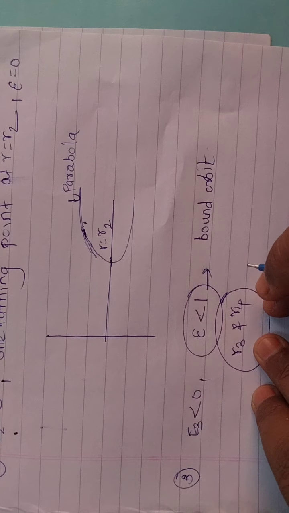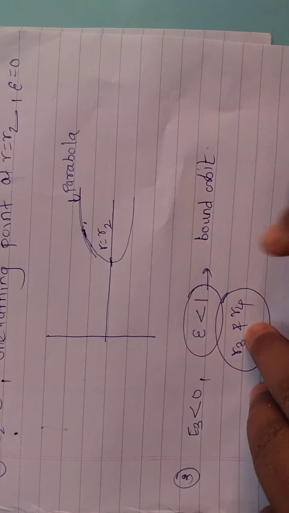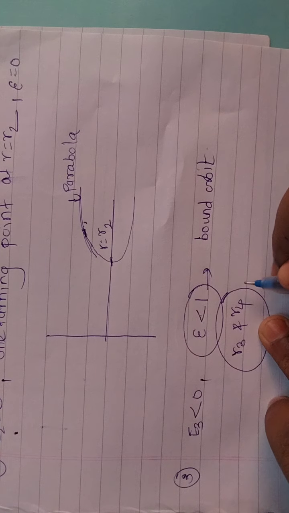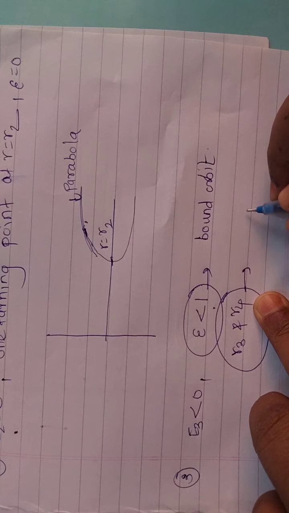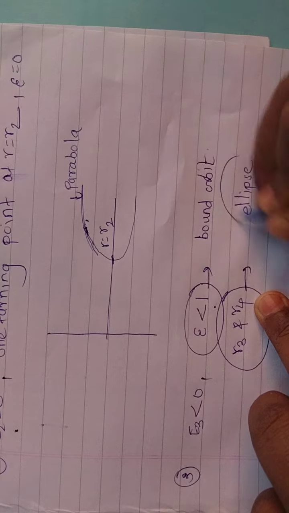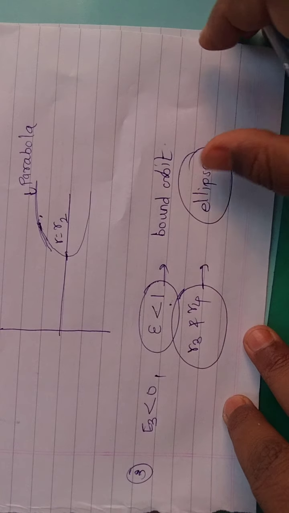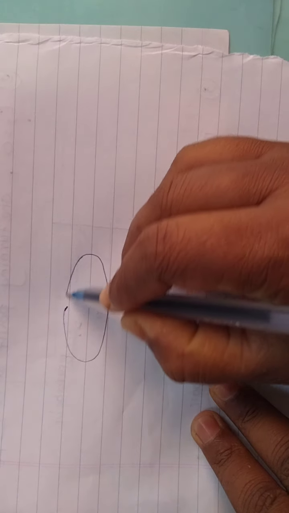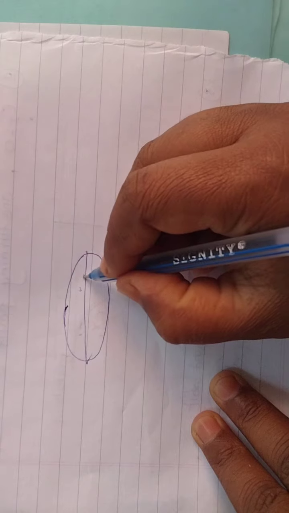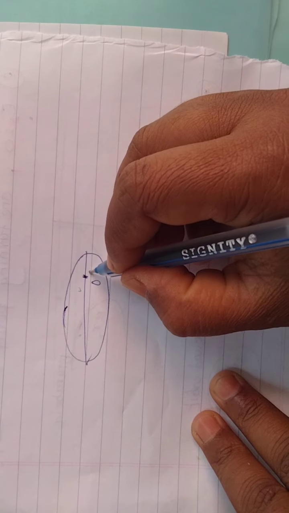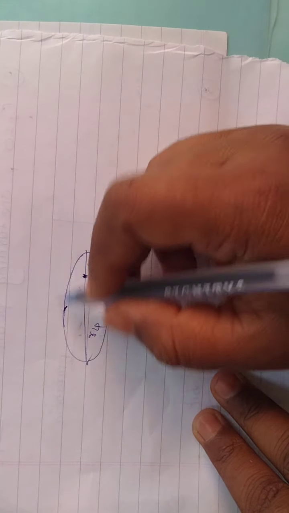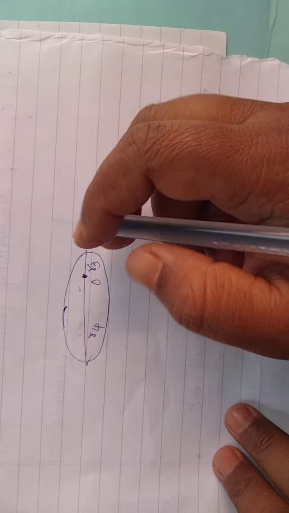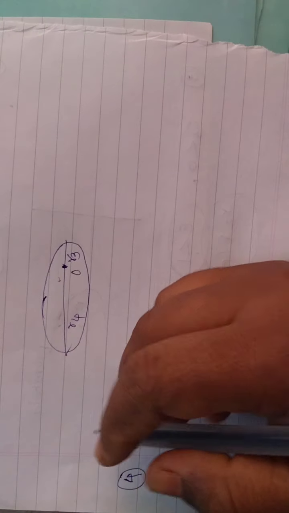So here this particle is bound between r3 and r4. When eccentricity is less than 1, this particle is orbiting in an ellipse. Here we consider this ellipse having O as a focus, r3 as the minimum distance and r4 as the maximum distance. So this particle is moving in an ellipse. Let us consider the next case.